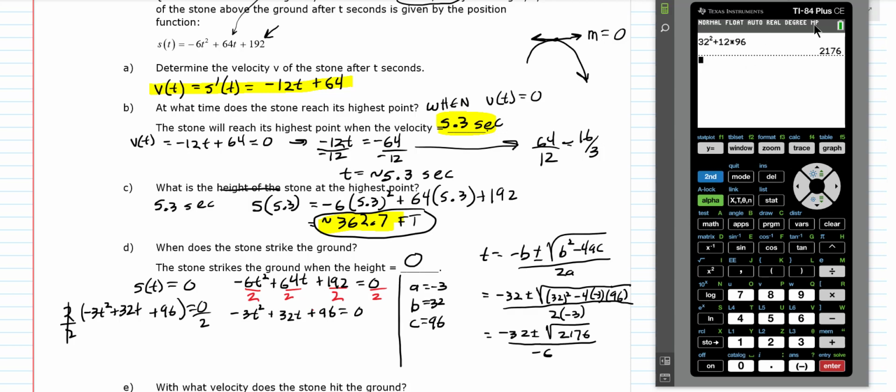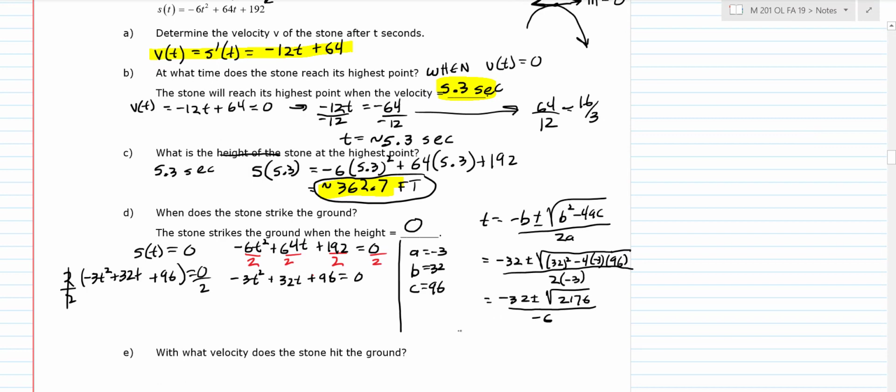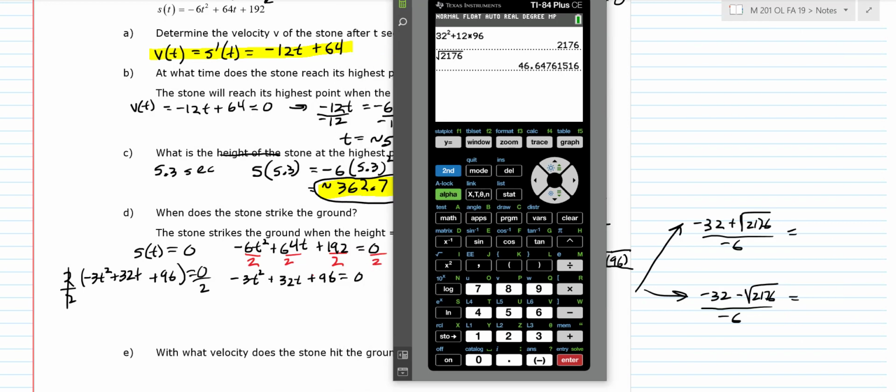Okay. Then let me see what the square root of that is. If the square root turns out to be a whole number, then that means this thing could have factored. So let's see what it is. It didn't factor. So see, most of the time you just go to the quadratic formula. We're going to take this in 2 directions. We'll do negative 32 plus the square root of 2176 over negative 6, and we'll do that whole thing on the calculator. Then we'll do negative 32 minus the square root of 2176 all over negative 6. One answer will make sense, the other one will be nonsense. Okay? And you'll know that, I think.